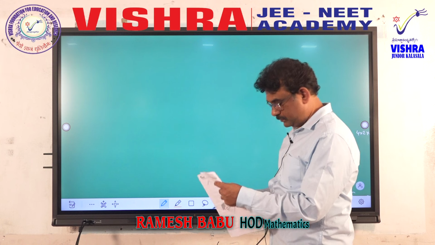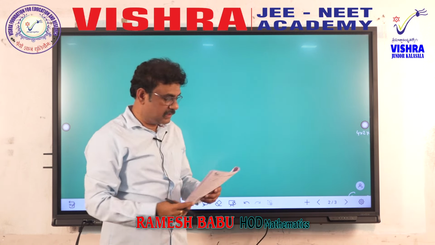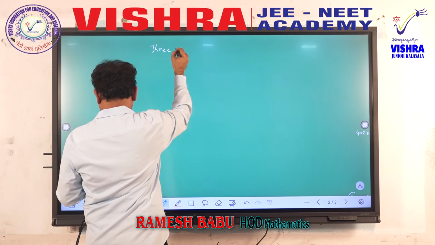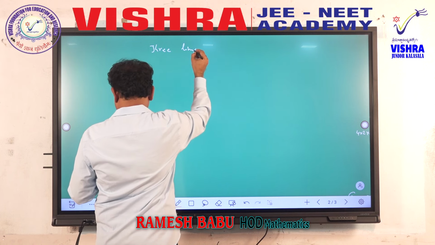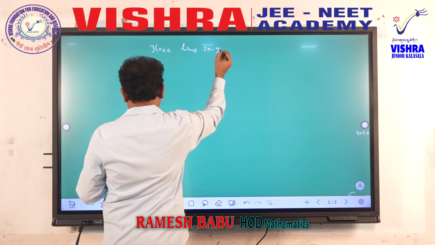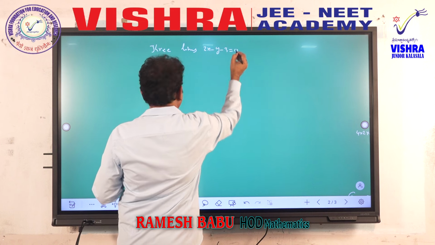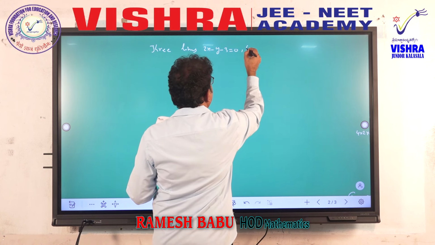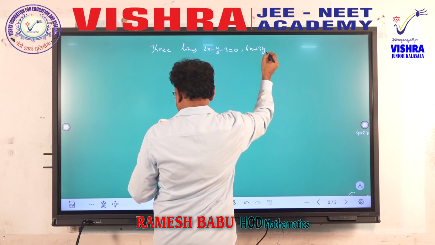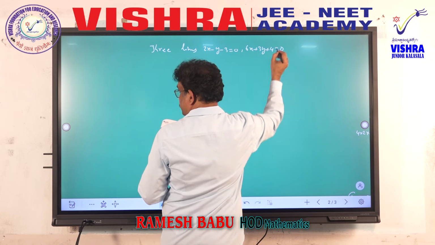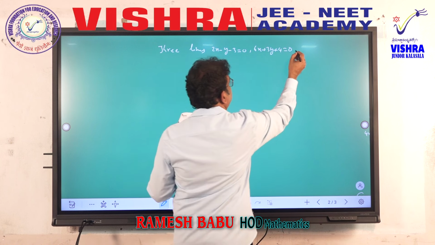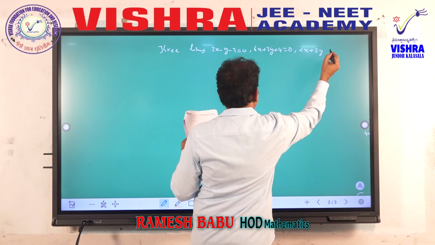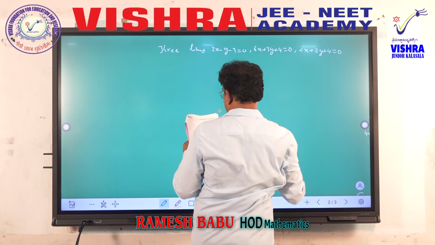Next, three lines: 2x minus y minus 3 is equal to 0, 6x plus 3y plus 4 is equal to 0, alpha x plus 2y plus 4 equal to 0.